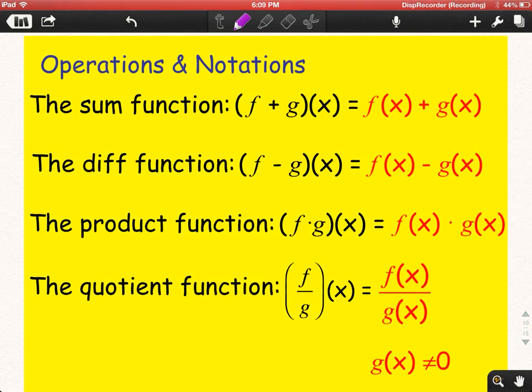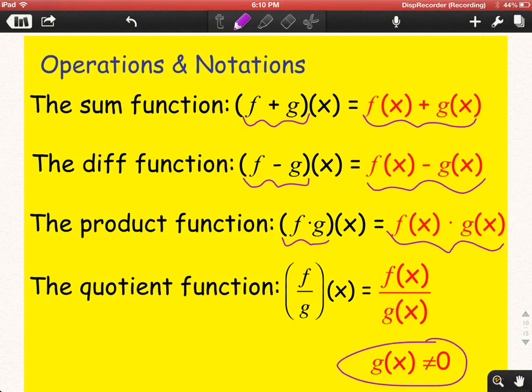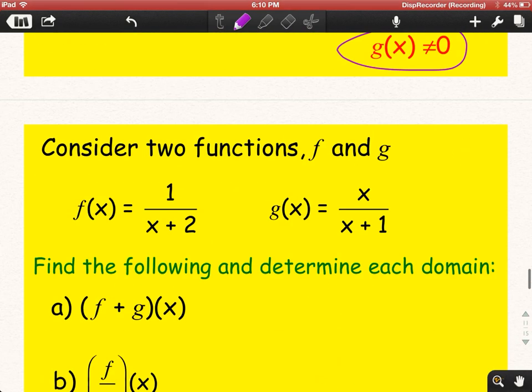Now let's finish up with some notation that may or may not be familiar to you. So the sum of two functions can be written as f plus g of x, which is equivalent to saying add the two functions together. F minus g of x says take the two functions and subtract them. F times g of x says take the two functions, multiply them, and so on and so forth. And of course, what we've been talking about is domain restrictions. If you're going to divide two functions, you better be certain that the denominator function is not 0.